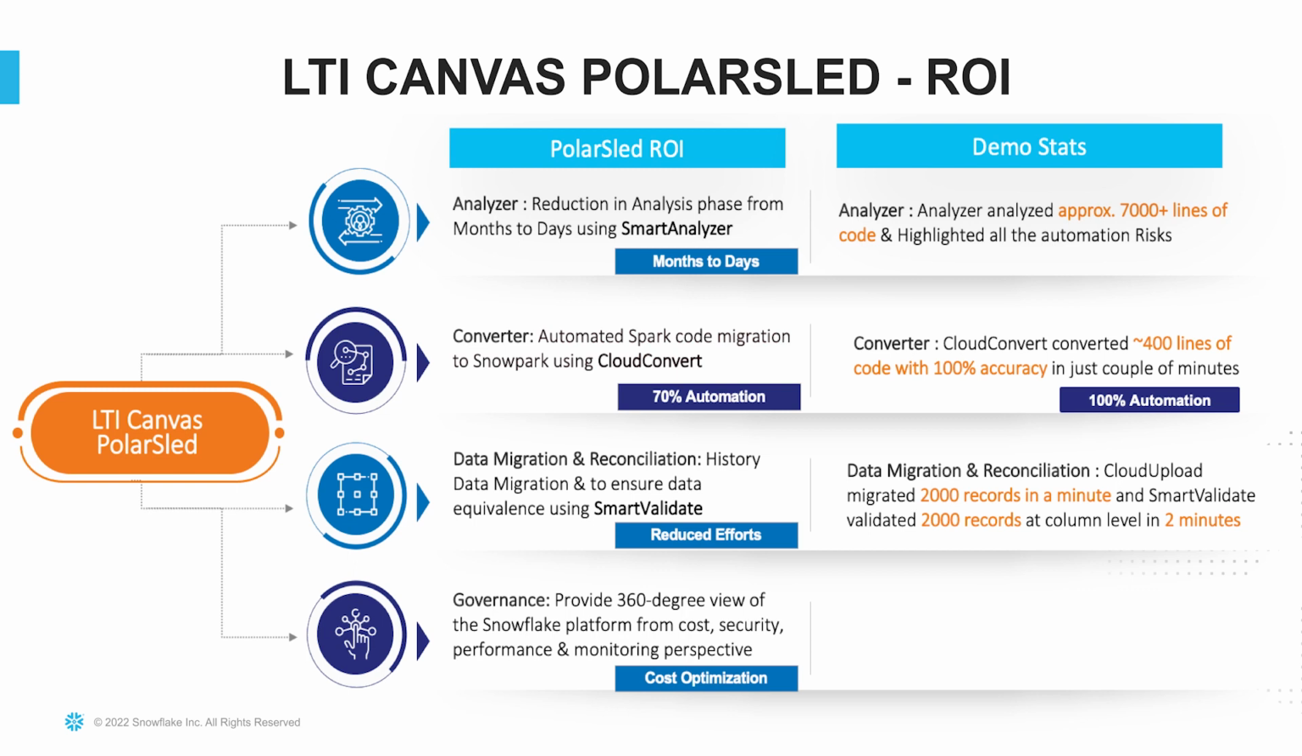Today in this demo we have migrated 2000 records in a minute, and 2000 records have been validated and reconciled against the source. Then the governance part will give you a 360-degree view of your Snowflake platform against your cost, performance, observability, all the well-architected framework pillars, and it helps you in optimizing your Snowflake cost and doing more and more workloads on Snowflake. So that's the LTI Canvas PolarSled for you today. Thanks everyone for watching this session.